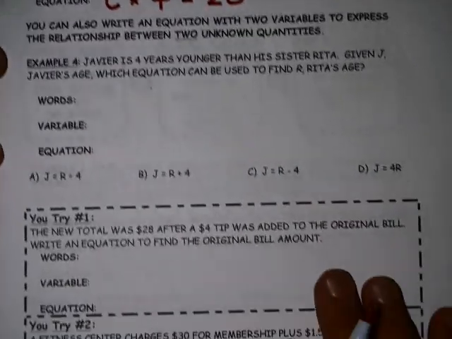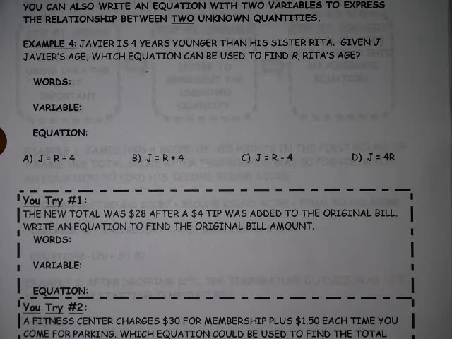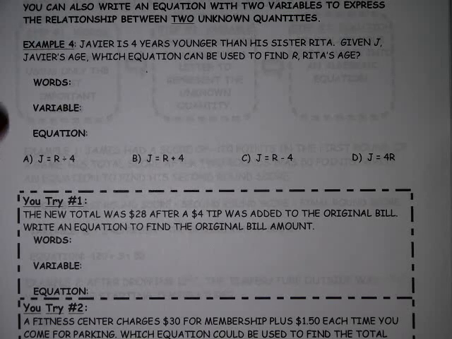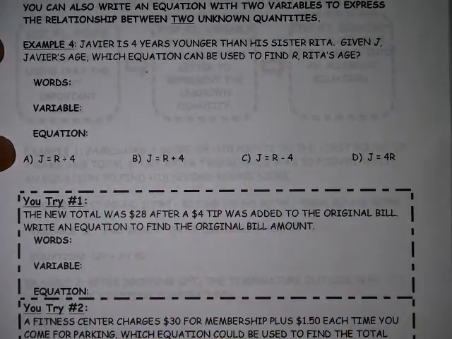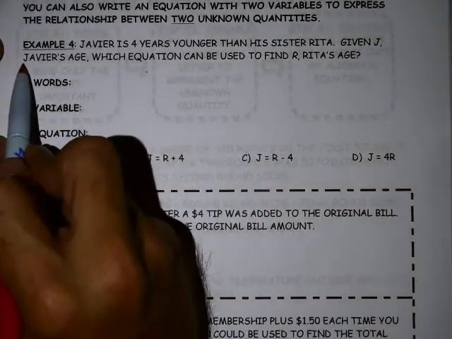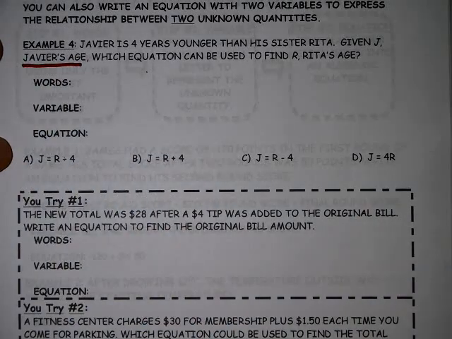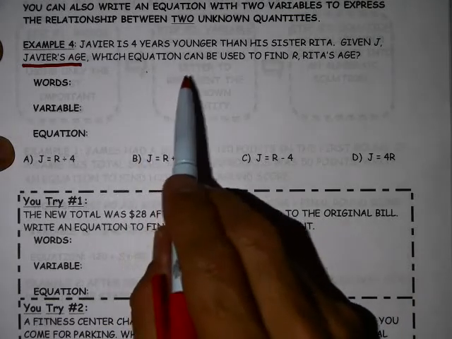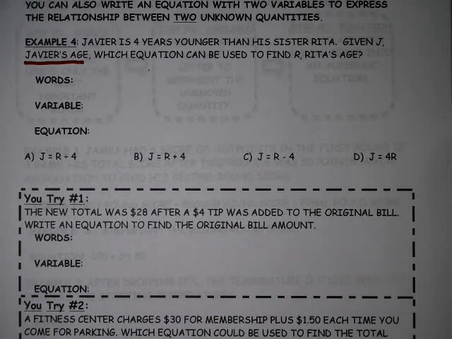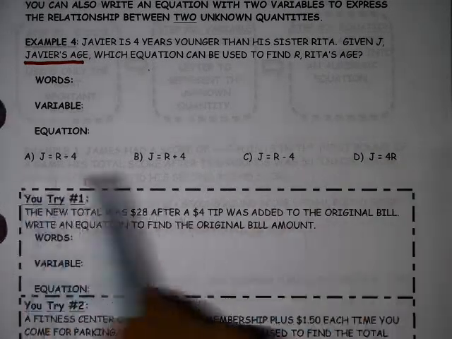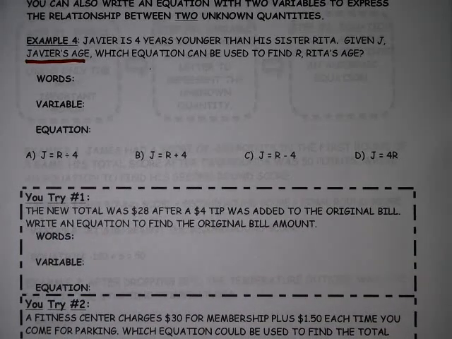Alright, last example. It says you can also write an equation with 2 variables to express the relationship between 2 unknown quantities. So in this example, we're going to have 2 things we don't know. It says Javier is 4 years younger than his sister Rita. Given J, and that is Javier's age. That means they would tell us what Javier's age is, but they're not going to in this case. Which equation can be used to find Rita's age? So again, if they said Javier is 10, well then we could solve the problem using one of these equations. But for now we're just going to practice writing it.